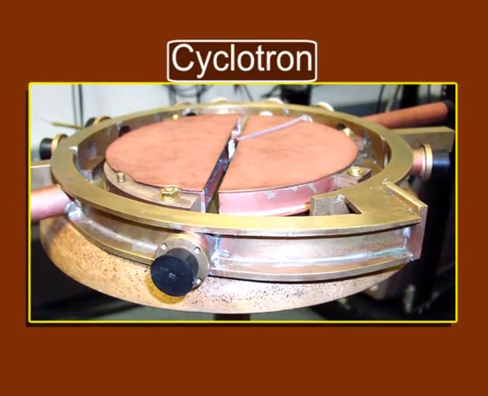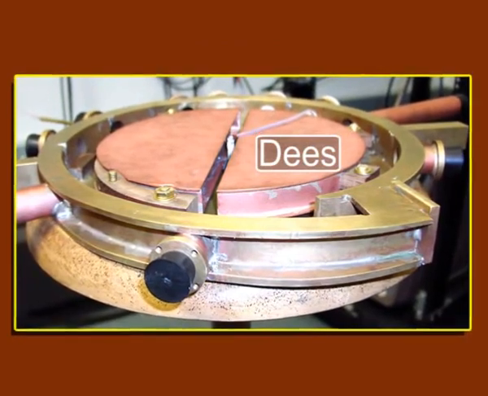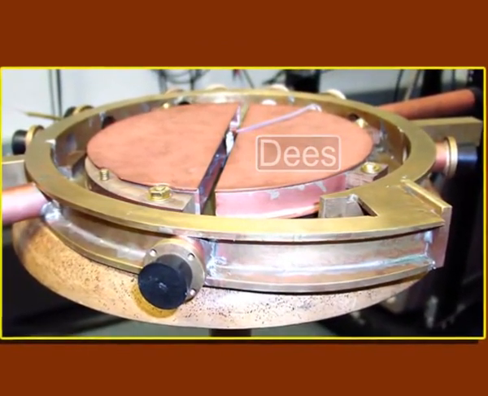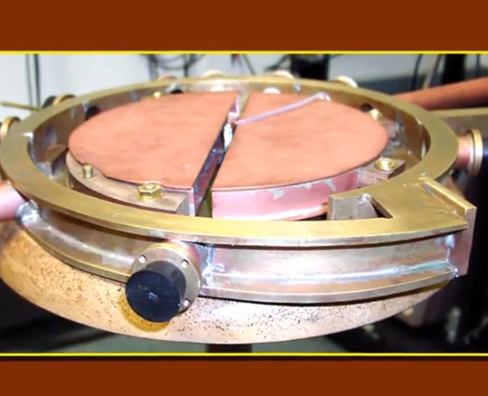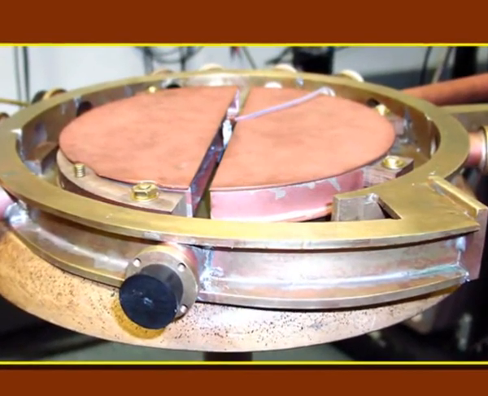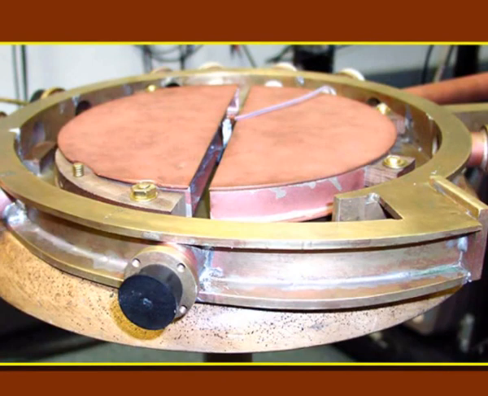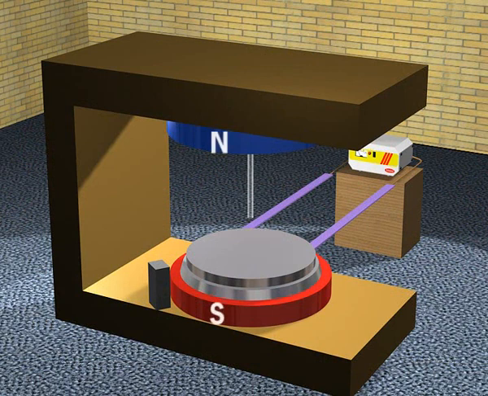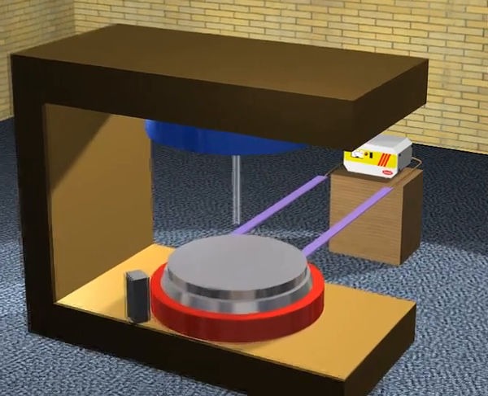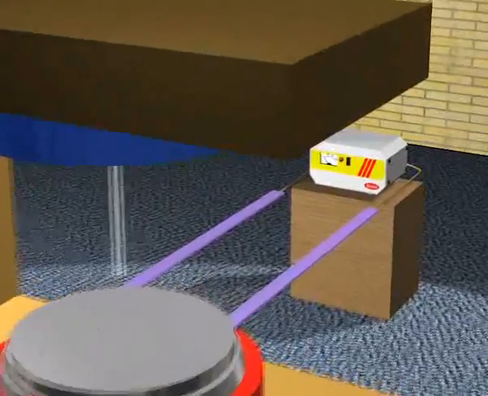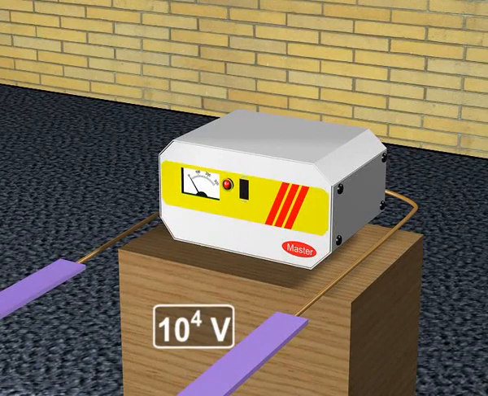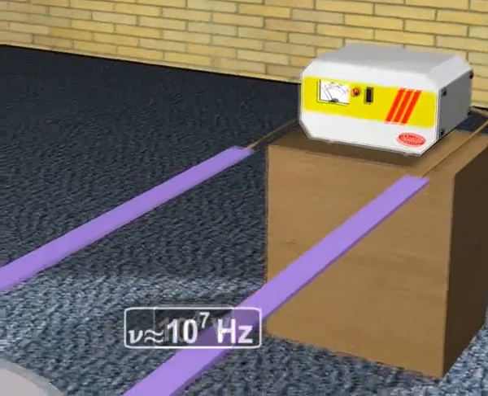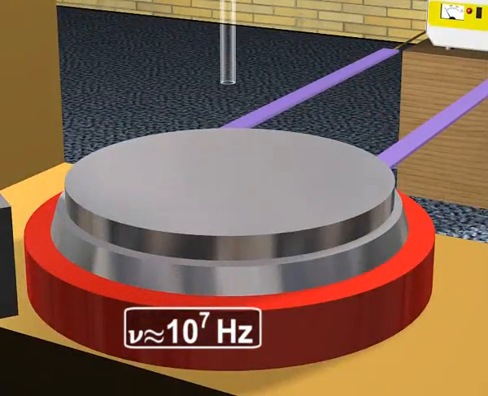It consists of two D-shaped hollow evacuated metal chambers called the D's. These D's are placed horizontally with their diametric edges parallel and slightly separated from each other in a strong magnetic field produced by two pole pieces N and S of strong electromagnets. The D's are connected to a high frequency oscillator which can produce a potential difference of the order of 10 raised to the power 4 volts at a frequency equivalent to 10 raised to the power 7 hertz.